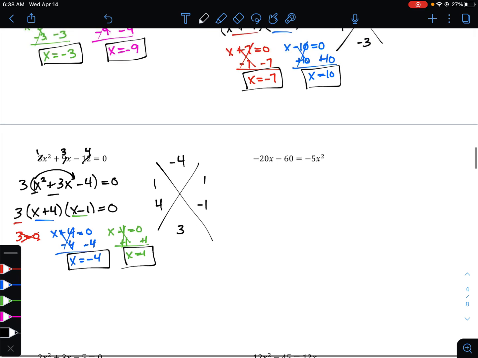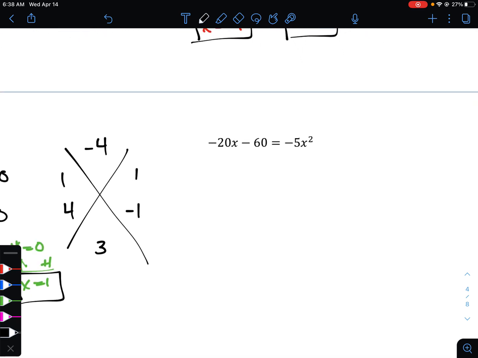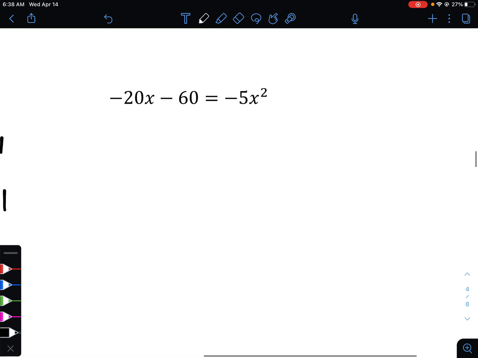Okay. For our next example, we've got negative 20x minus 60 is equal to negative 5x squared. And so notice that it's not equal to 0, so we need to get it set equal to 0. We can do that either by moving the terms on the left over to the right, or taking our 1 term on the right and moving it over to the left. In fact, let's just move 1 term instead of the other 2. So let's start by just adding 5x squared to both sides.